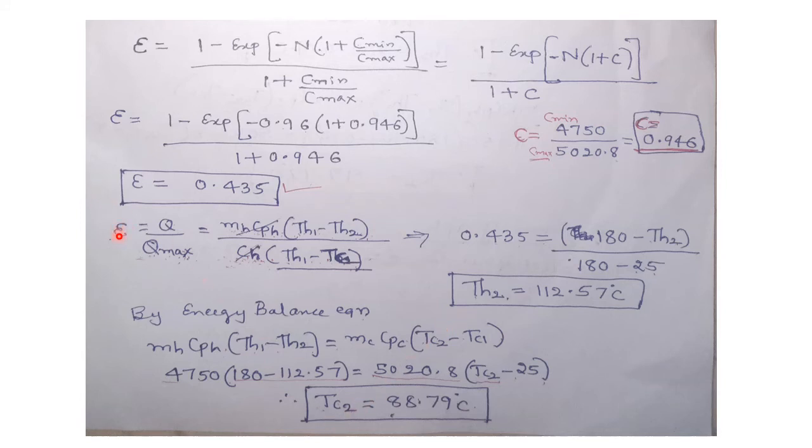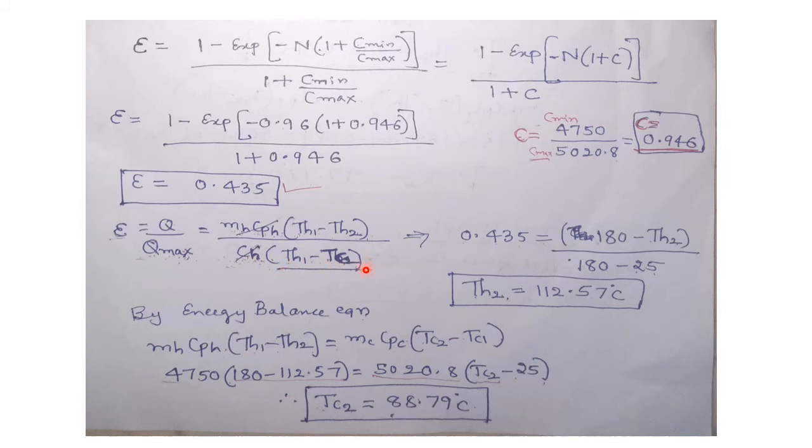The effectiveness of the heat exchanger is also given by Q divided by Q maximum. Q maximum is given by the minimum value, that is CH. Here our minimum value is CH, so I have taken CH times the bracket TH1 minus TC1. The same value we take to calculate the actual heat transfer, that is MH into CPH, TH1 minus TH2, divided by CH, TH1 minus TC1.